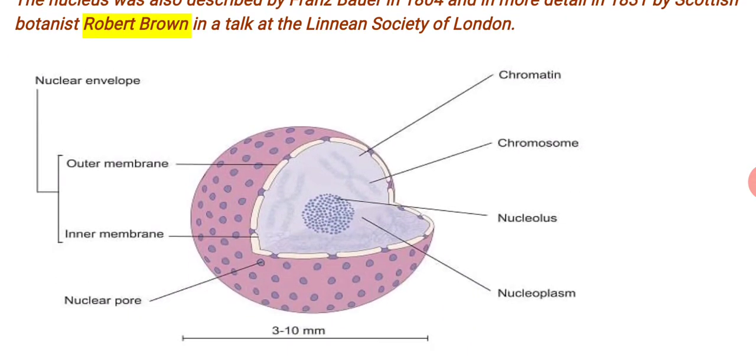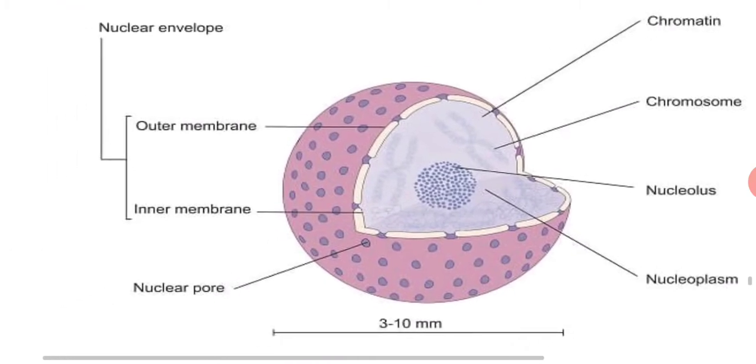So you can see this diagram of the nucleus neat and clean. There are so many pores which allow nucleoplasm and cytoplasm to come in and out. It is a double-membrane cell organelle, with an outer membrane and inner membrane, and on the inner side chromatin, chromosomes, nucleolus and nucleoplasm are found. So please draw it neat and clean.